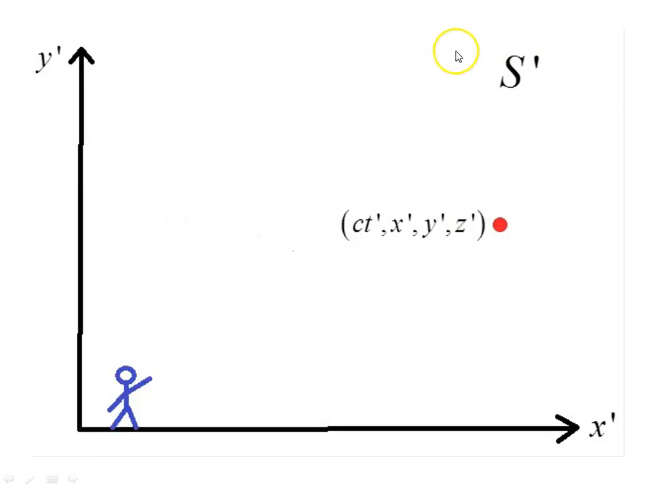Another observer in a different frame, S prime, moving relative to the first, sees the same event, that's the flashlight going off or the firecracker going off, and ascribes to that event the coordinates ct dash, x dash, y dash, z dash. Now, this frame is moving with constant speed relative to the first one, or vice versa. The first frame is moving with constant velocity relative to this one.